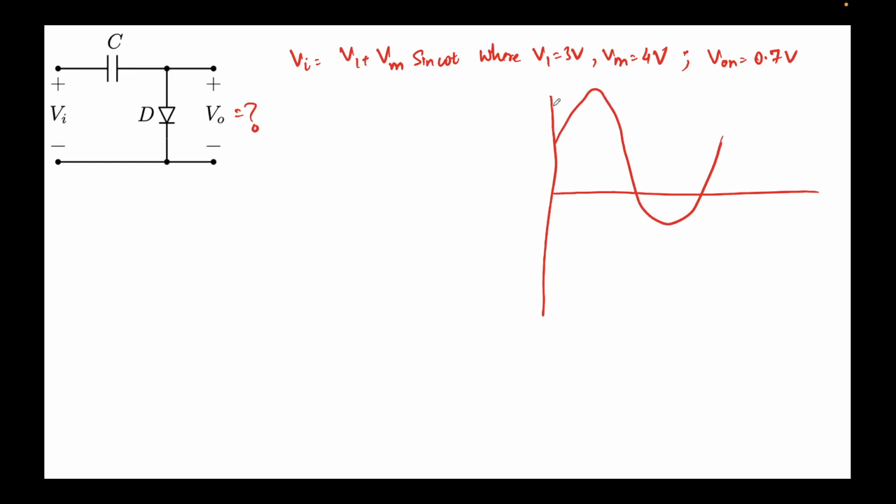I'm drawing only one cycle for the sake of simplicity. So this is Vi and this is T. This is 3 volts, this is -1 volts, and this is 7 volts. Let's assume when Vi is positive, it starts from 3. And Vc is initially 0, so Vc is 0 at t equal to 0 seconds. We assume the capacitor is uncharged initially.